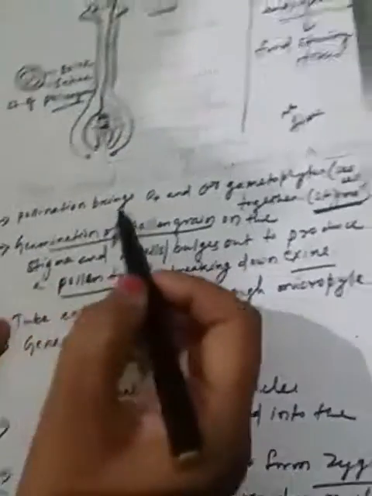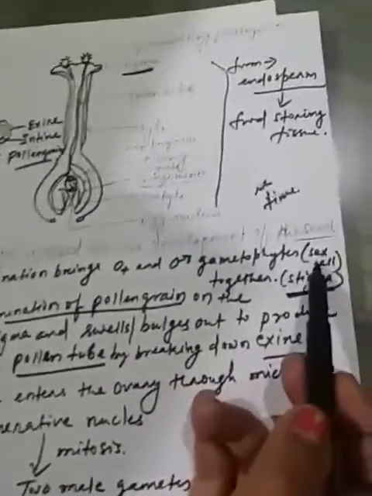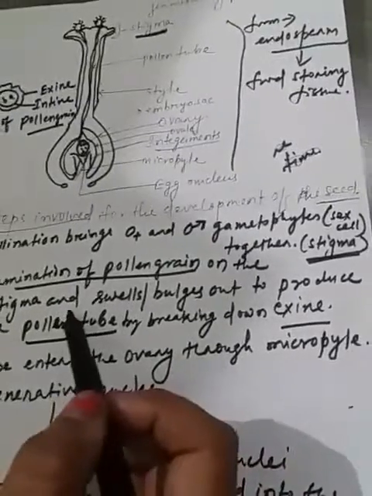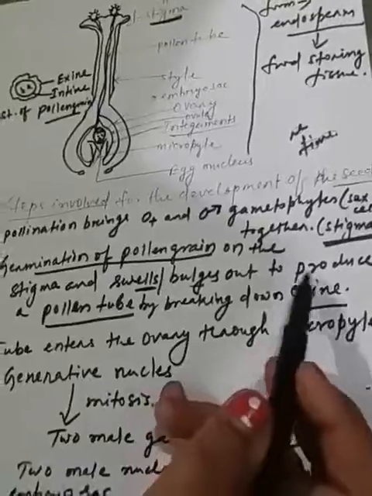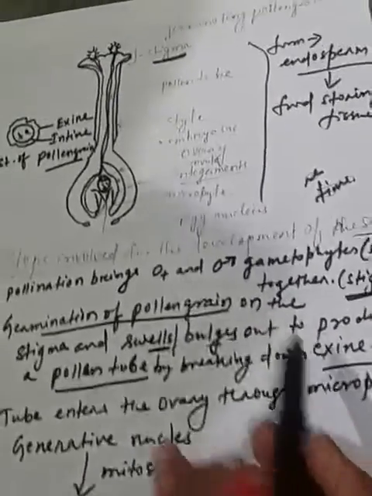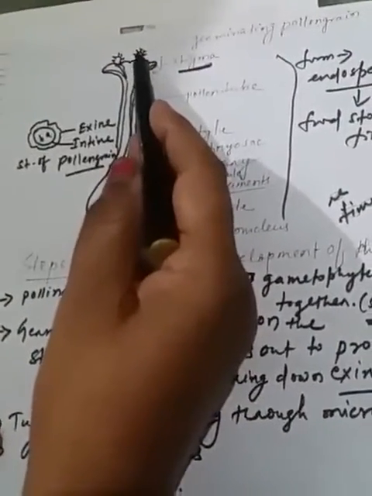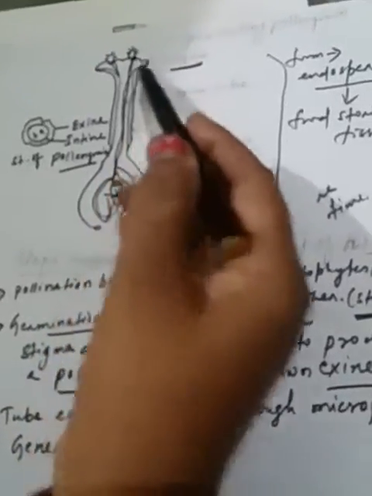Pollination brings male and female gametophytes, that is sex cells, together. Germination of the pollen grain on the stigma means it swells and bulges out to produce a pollen tube by breaking down the exine. So this is the exine. Here it is the pollen grain, and this is the pollen tube, and it forms on the stigma.